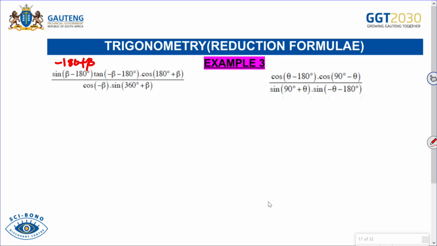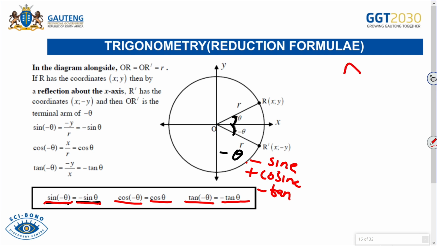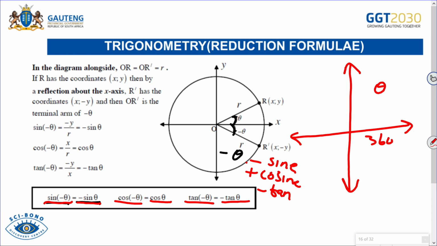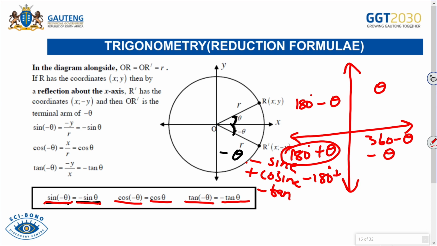Okay, let me explain something before we move along. With your negative angles, since you've got theta here, and you've got 360 minus theta, and you've got 180 plus theta, and you've got 180 minus theta, then if you are going in an anti-clockwise direction, this angle is going to be negative theta in the fourth quadrant, and this one is going to be negative 180 degrees plus theta. Then this one is going to be negative 180 degrees minus your theta. Right? So those are your negative angles.